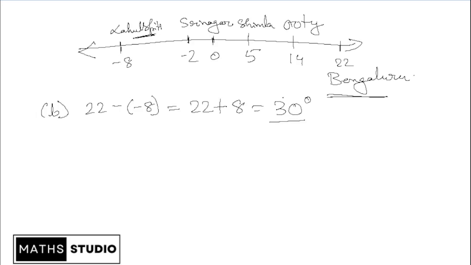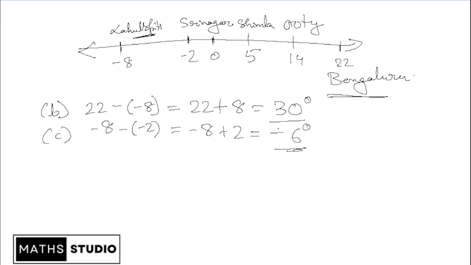What is the temperature difference between Lahul Spiti and Srinagar? So in question number C, what is the temperature of Lahul Spiti? Minus 8. Okay. And what is it for Srinagar? For Srinagar it is minus 2. So again we will be doing the same thing, which is minus 8 plus 2, which is equal to minus 6. So the temperature difference is of 6 degree.